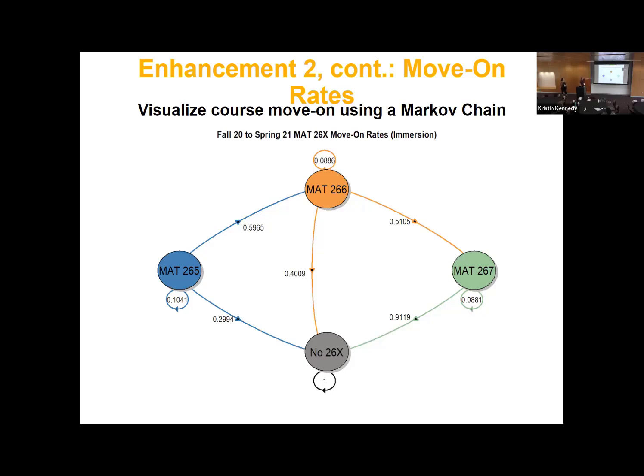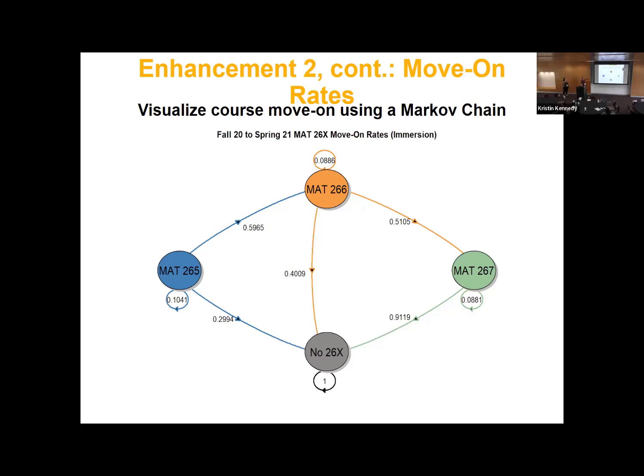So for Math 265, the circle around each of the states represents those students who retook the course. So 0.1041 for Math 265 means of all the students enrolled in fall 20 Math 265, about 10% of them retook the course the next spring. Then the blue line moving from 265 to 266 tells us that about 60% of the students moved on from 265 to 266. Then we have those who didn't take any of the courses the next term. All three of these courses have students who didn't take the next course, either because it's a terminal course for them or they just didn't take it.